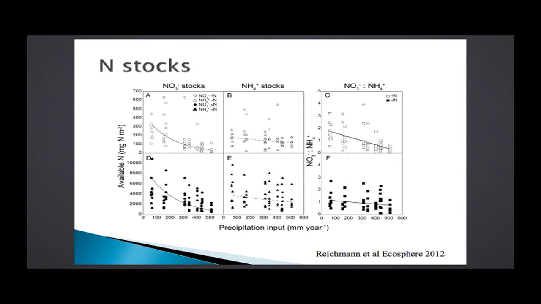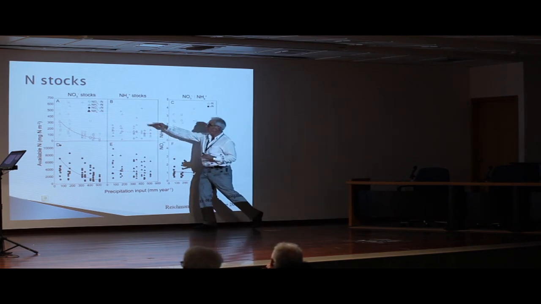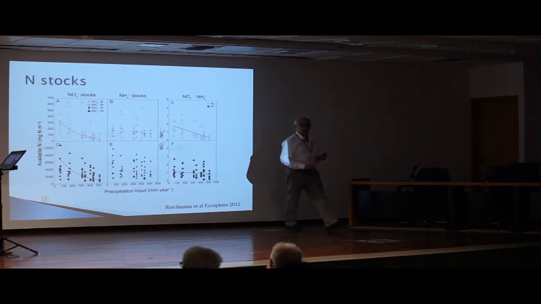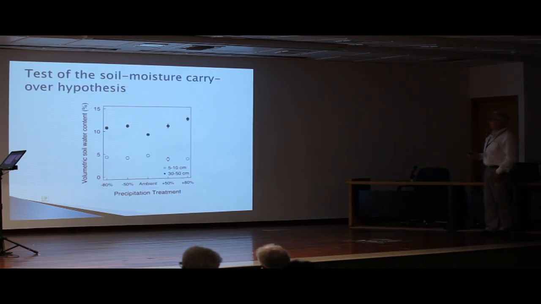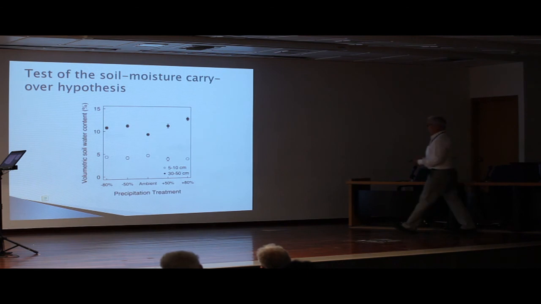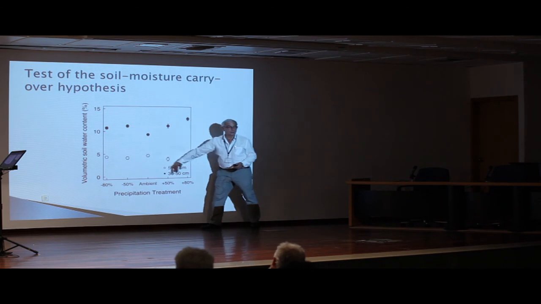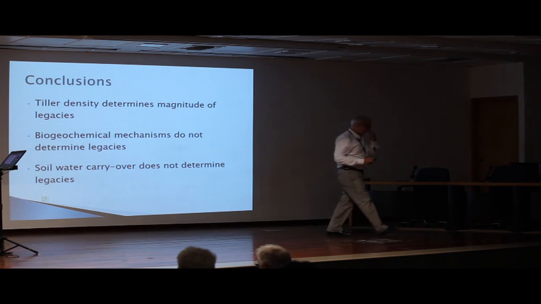We see that these are for fertilized and unfertilized. This is for ammonium, this is for nitrate. Ammonium is less sensitive, and this is the ratio between nitrate and ammonium. You see that there is a relatively high nitrate to ammonium ratio at the very dry end of our treatments. Got it. On soil moisture carryover to depth, we didn't find any effect of the previous year treatment, so all the water is used and there was no water carryover.